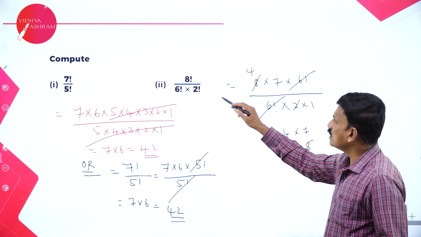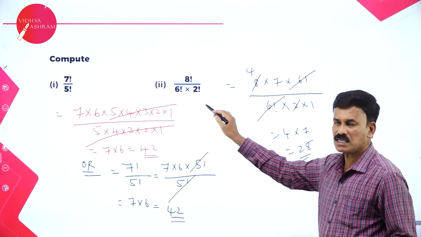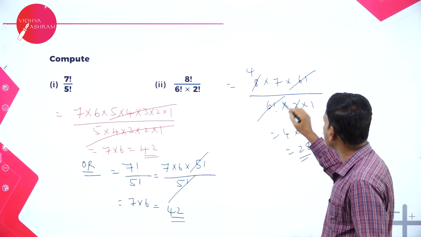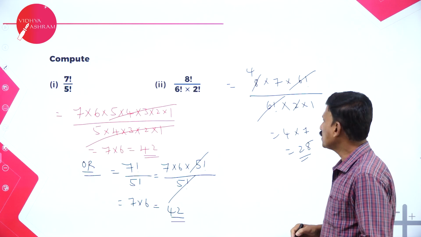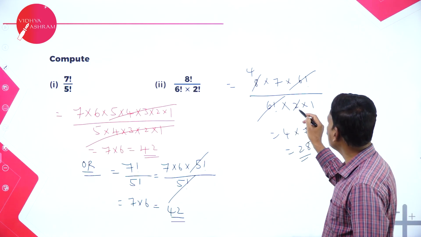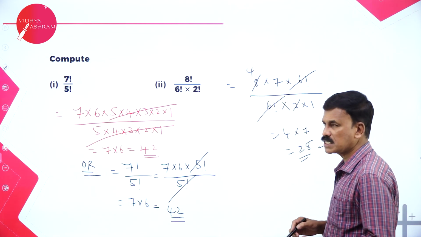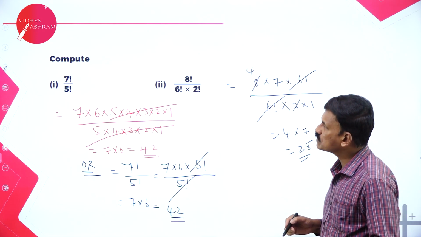So, 8 factorial is 8 into 7 into 6 factorial, divided by the denominator 6 factorial as it is, into 2 factorial, which is 2 into 1. The 6 factorial in both numerator and denominator gets cancelled. What is left over is 2 4s are 8. 4 into 7 is equal to 28, which is the answer. Now, move on to the next one.